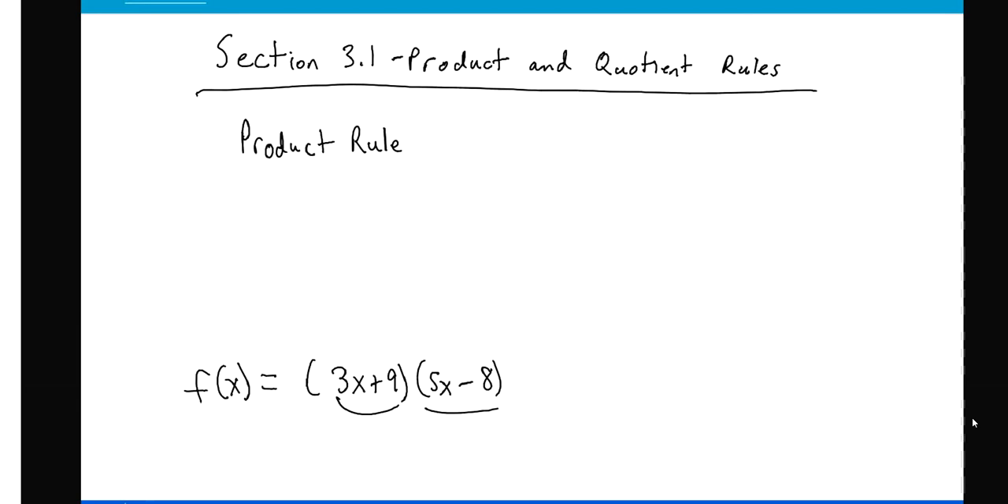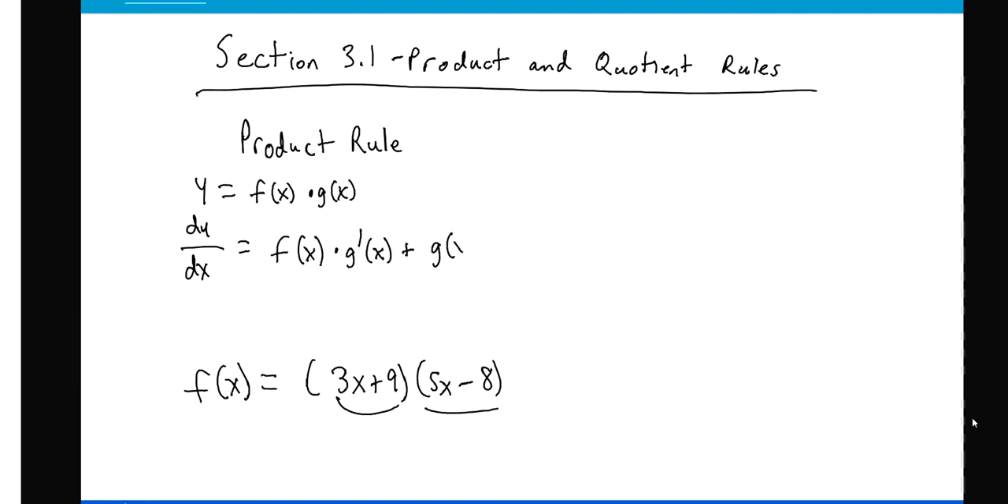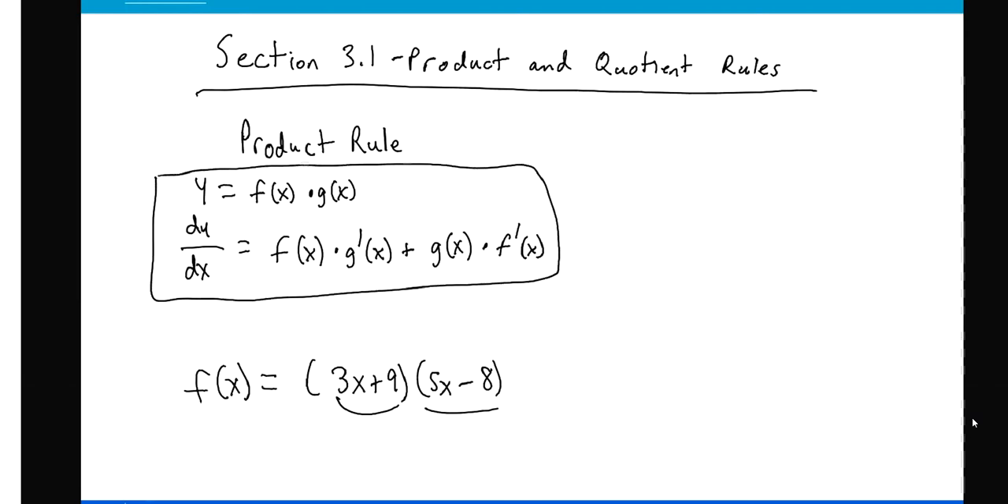The textbook definition that they would give you would say this: if you have something in the form y equal f of x times g of x, where f of x would be like the first parentheses here and g of x would be like the second, then the derivative would be f of x times g prime of x plus g of x times f prime of x. And that's all good and well. Again, that's the textbook definition, but there's an easier way to remember it. And the easier way is just with a mnemonic.